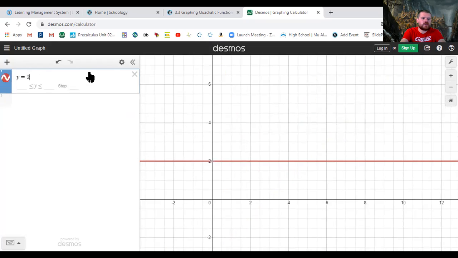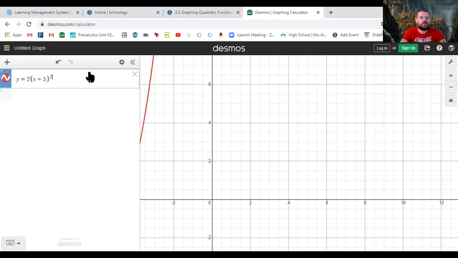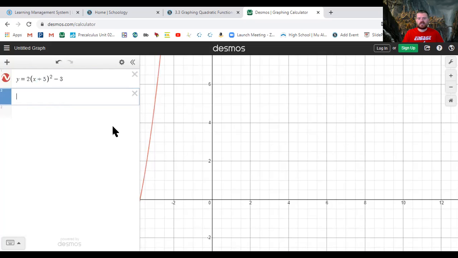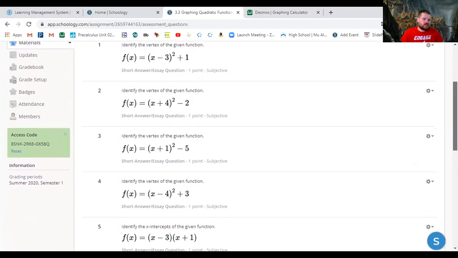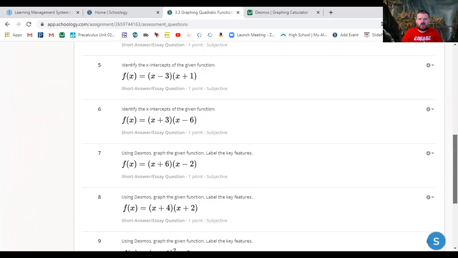Another example, y equals 2 times x plus 5, quantity squared minus 3. Remember that your formula for vertex form is y equals x minus h, quantity squared plus k. So you have to take the opposite sign when you're looking at that h value. So if I have a plus 5 here inside the parentheses, that means my vertex is negative 5. So you have a few questions like that. Just identify what the vertex is, 1, 2, 3, 4.